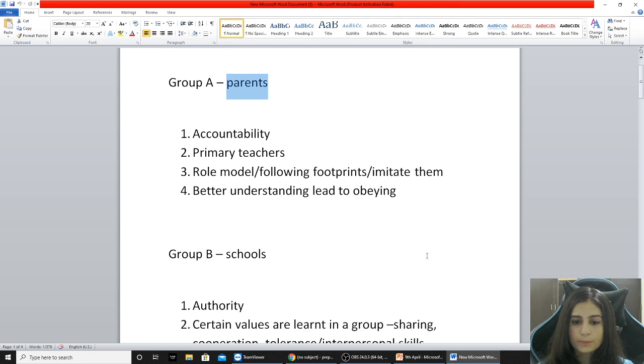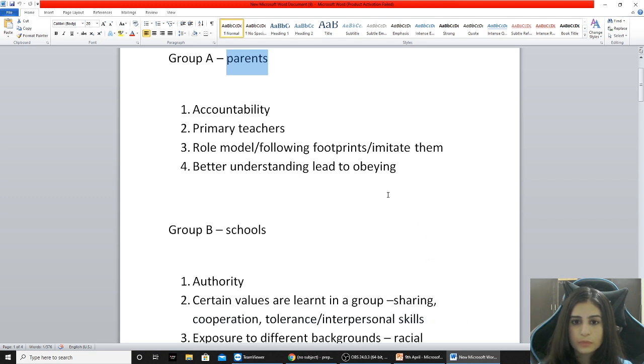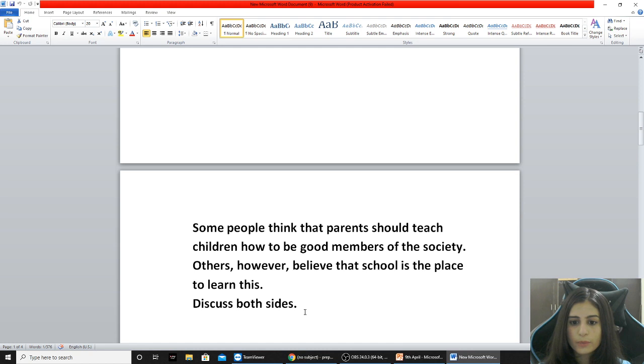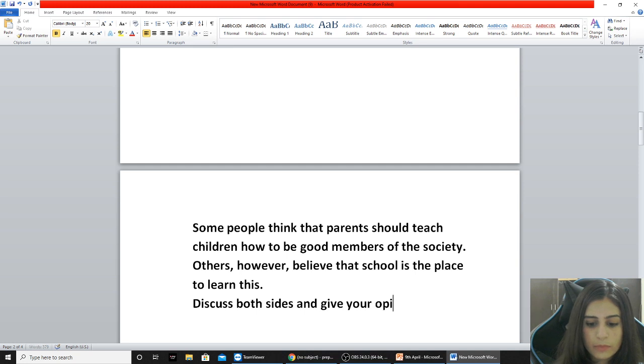Okay, so let's quickly go back to the question. So this was the question. Here we'll just have to change. So some people think that parents should teach children how to be good members of the society. Others, however, believe that school is the place to learn this. Discuss both sides and give your opinion.